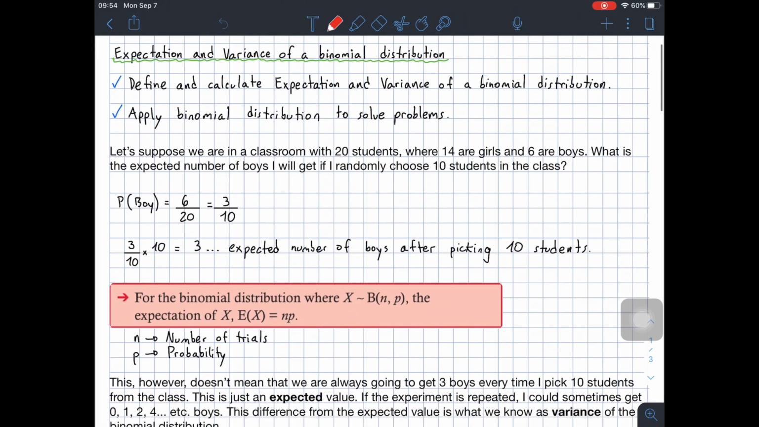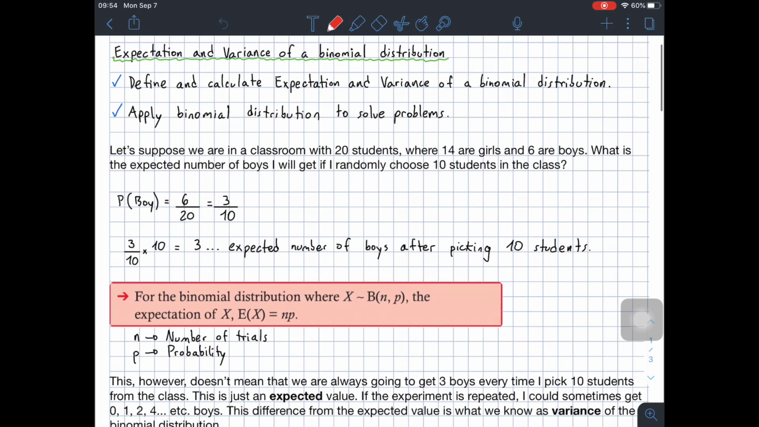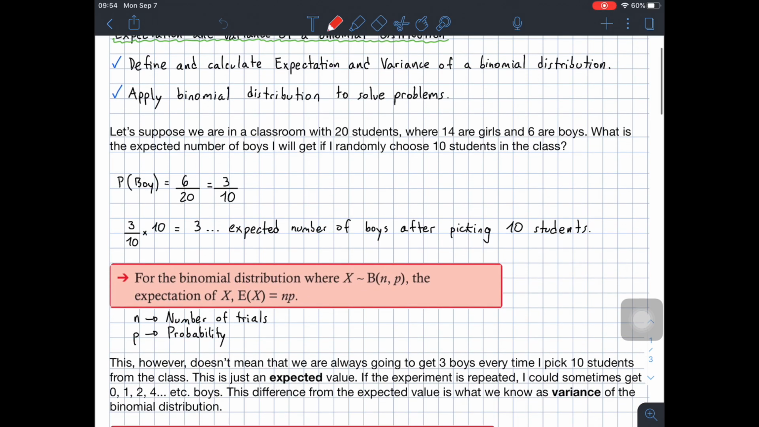So it says expectation and variance of a binomial distribution. Two objectives for today's class. The first one, define and calculate expectation and variance of a binomial distribution. And number two, apply binomial distribution to solve problems.